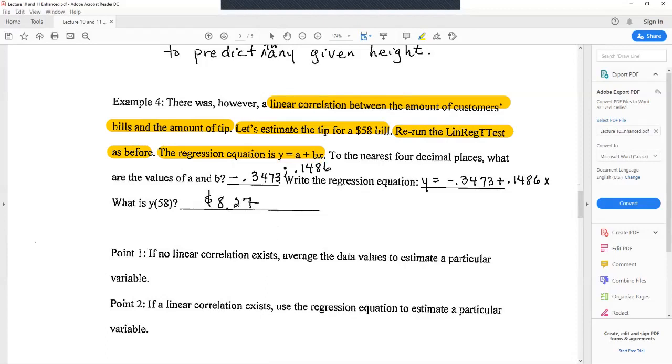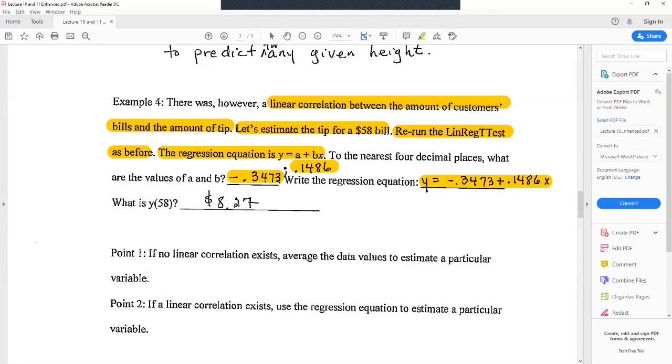That looks a lot like slope-intercept form from algebra. And it essentially is. To the nearest 4 decimal places, what are the values of a and b? Well, notice that a is negative 0.3473 and b is 0.1486. If we substitute those values in for a and b, the regression equation is minus 0.3473 plus 0.1486x. So what does that mean?